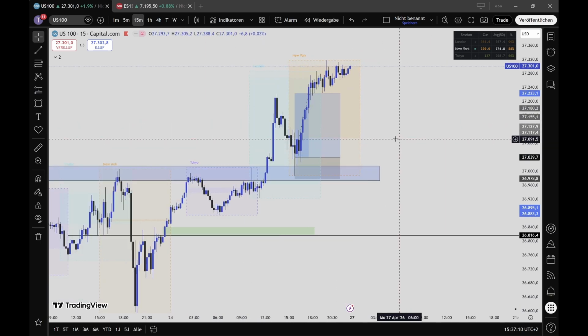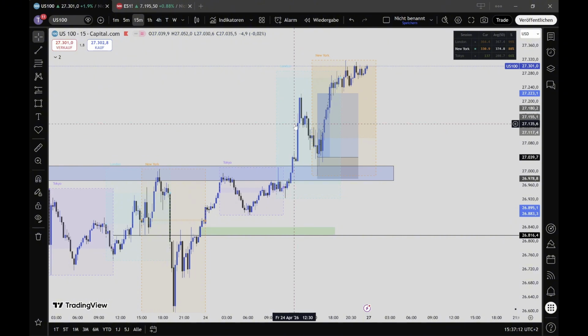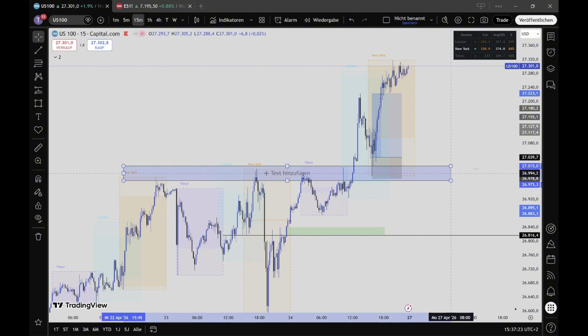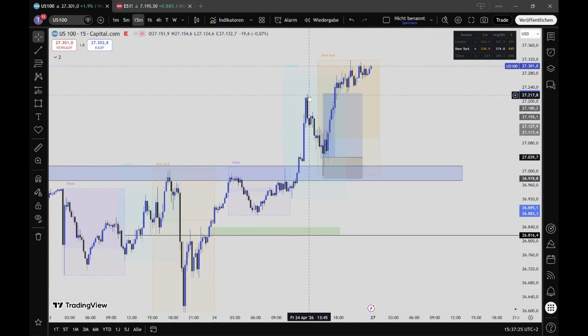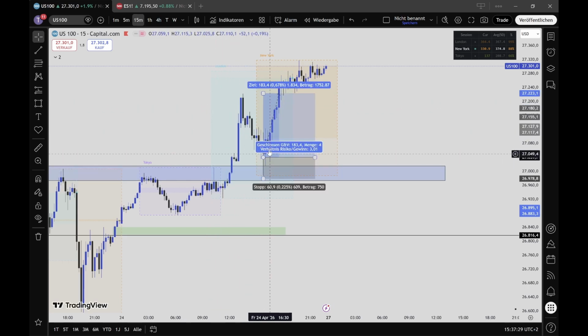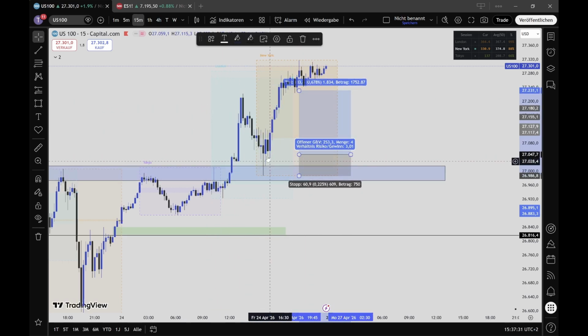So coming into New York session, I notice that the overall trend is bullish. We got bullish macros. We also have the demand zone after we broke out of this. We had a breakout during the London session, as I just said. So I'm just waiting for price to tap into the demand zone here.